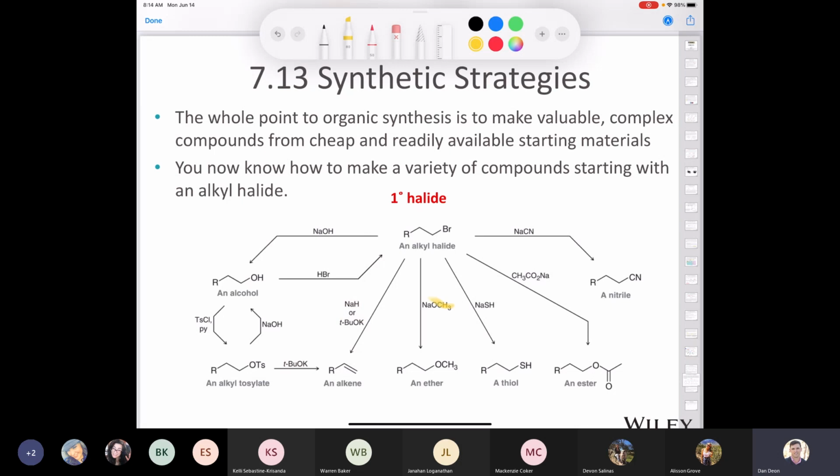If you have a strong base, strong nucleophile, you're mostly going to get substitution. Again, this is a strong nucleophile, weak base, thiolate, or hydrosulfide rather. There we go. So you end up with a thiol.